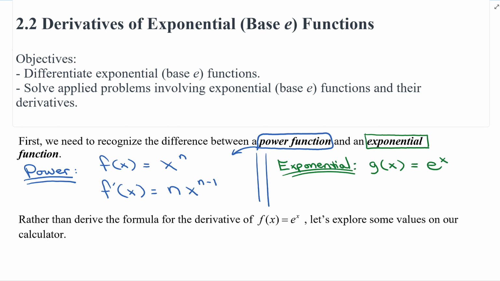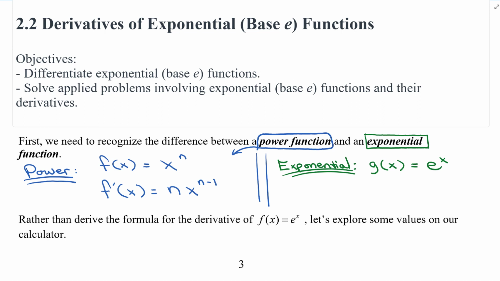In f of x equals x to the nth power, the x, or the variable, is in the base, whereas in the exponential function, the x, or the variable, is in the exponent, or in the power. When you have a power function, we're going to use just our regular old power rule for finding derivatives. When we have an exponential function, especially an exponential base E function, we need to do this in a slightly different manner.